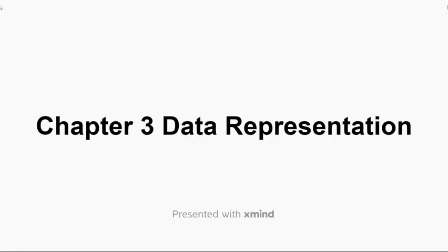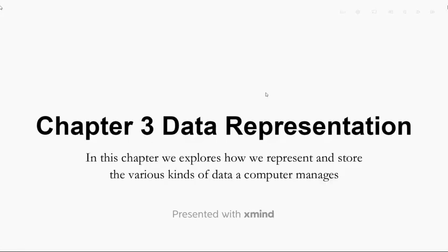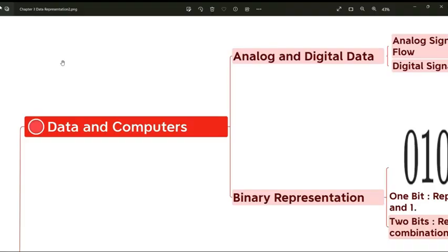Chapter 3 Data Representation. This chapter explores how we represent and store the various kinds of data a computer manages. First, we have data in computers.